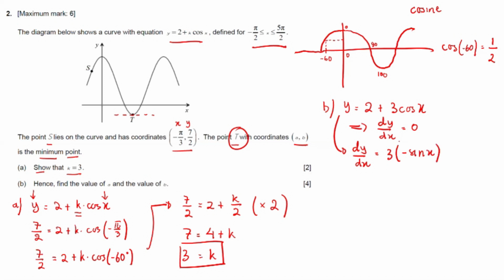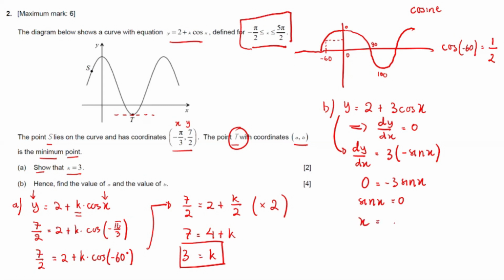So since dy/dx is going to be 0, it means we are substituting dy/dx with 0. So it's going to be 0 equals negative 3 sine x, meaning that sine x equals 0. Now, what are the x's that will give us 0 from this range right here? What do we have? It's going to be x.